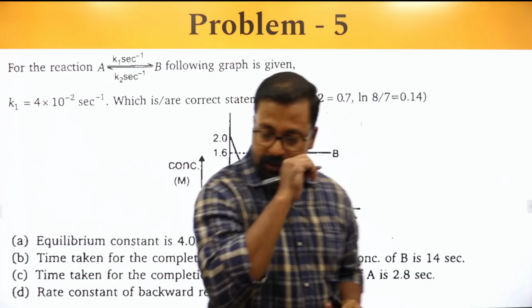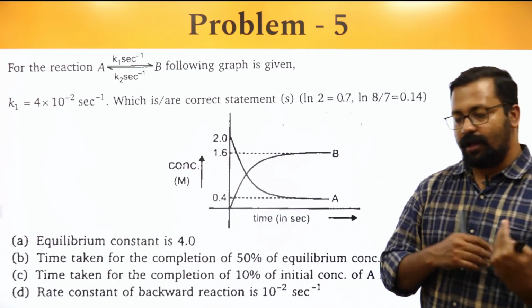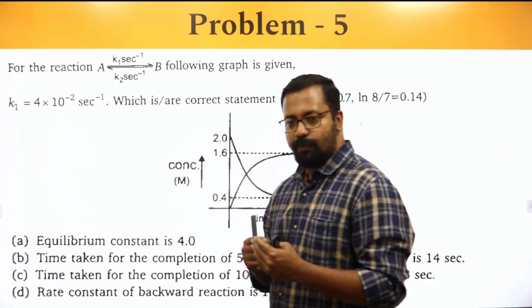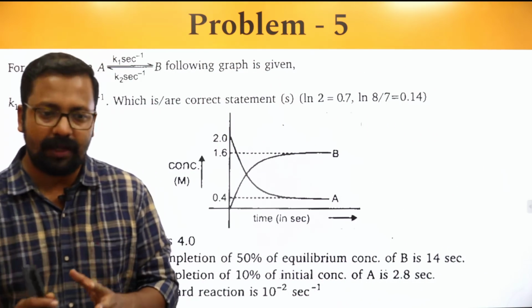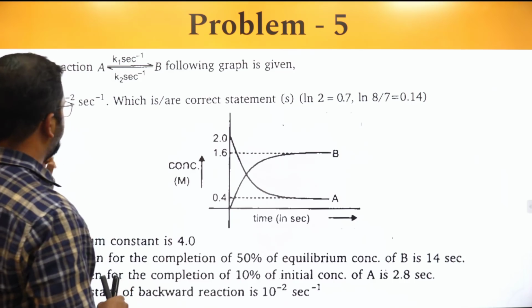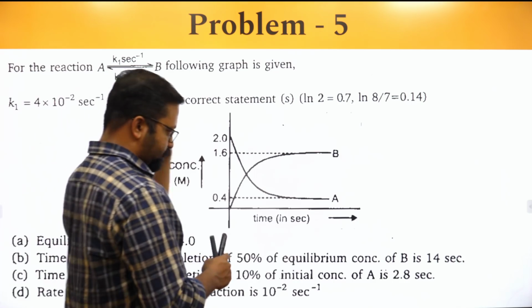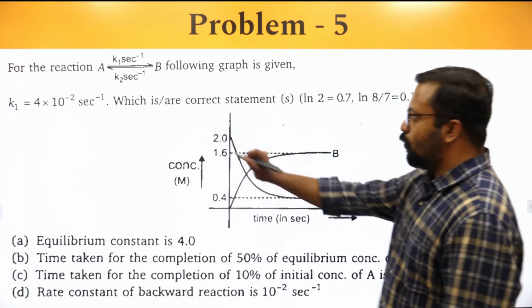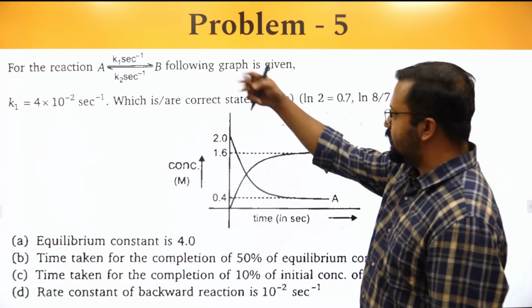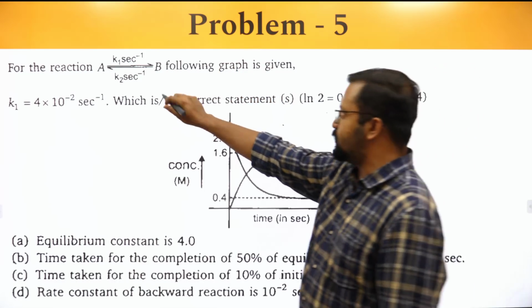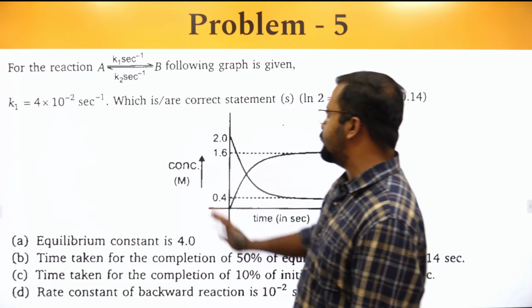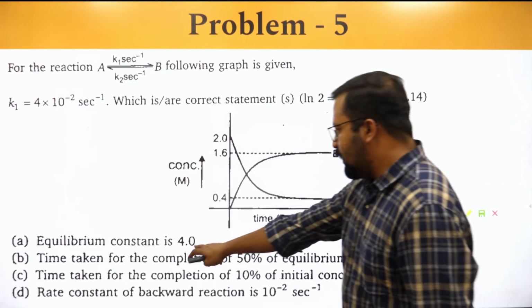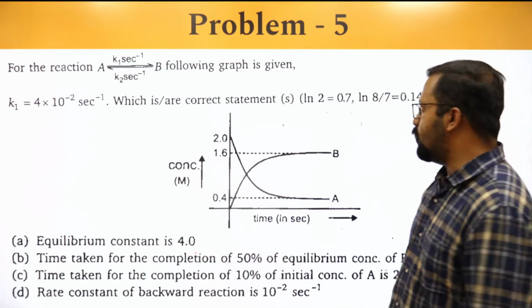Next question. The question is not from parallel reactions. It is about equilibrium. For the reaction, which of the following graphs is given? K1 is 4 into 10 raised to minus 2 second inverse, and it is a first order reaction. So how do we solve this question? The equilibrium constant is 4.